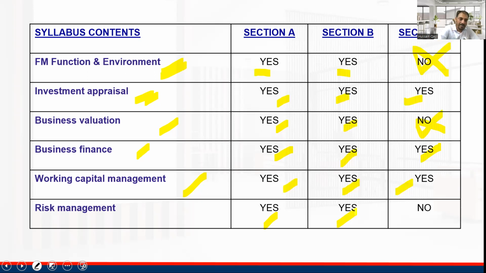So business finance, investment appraisal, and working capital, these three areas are 60 to 65% of the syllabus. The rest of the three areas, 30 to 35%. So do prepare for your exam with this weightage.